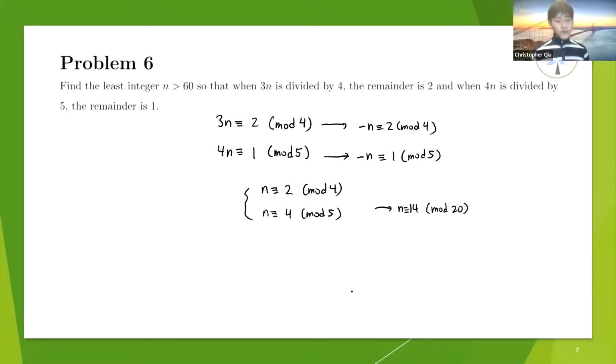So now what the problem wants us to find is the least integer n that's greater than 60 and has a remainder of 14 when divided by 20. And this is a lot simpler, since we can see that the smallest such number is 14 plus 20 times 3, which is 74. And that is our answer.